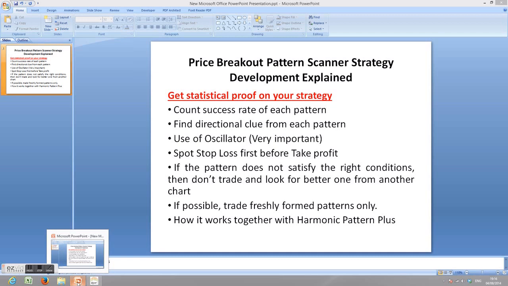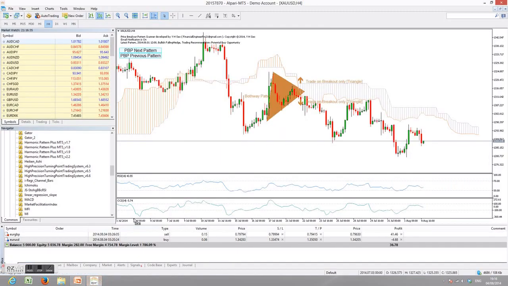As everyone knows, trading can be enjoyable and profitable when you know what you're doing, but it can hurt your finance if you neglect some basic principle of it. One of the important basic principles is to get statistical proof of your trading strategy before you actually apply the trading strategy with real money. With this point, we need to count the success rate of each pattern. I'll quickly show you how to do on price breakout pattern scanner.